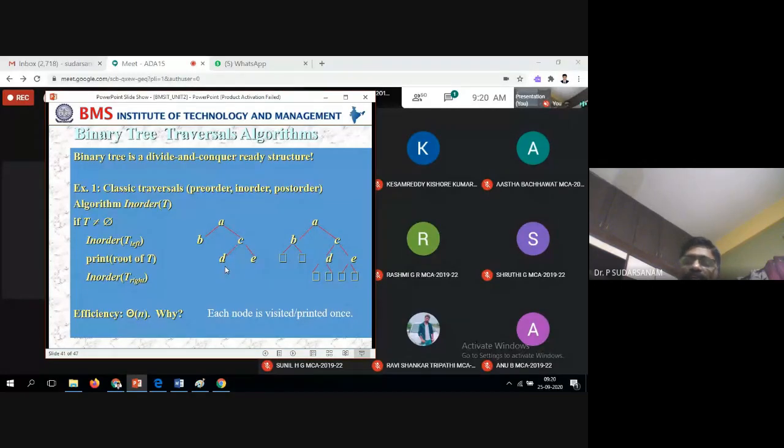If you take this also, same thing. If you take one more level, 1, 2, 3, the third level, actually these are nothing but 3 levels, 2 cubed is nothing but 8. So 1, 2, 3, 4 like this, you have 8 leaf nodes. Then only you can say it is a complete binary tree.